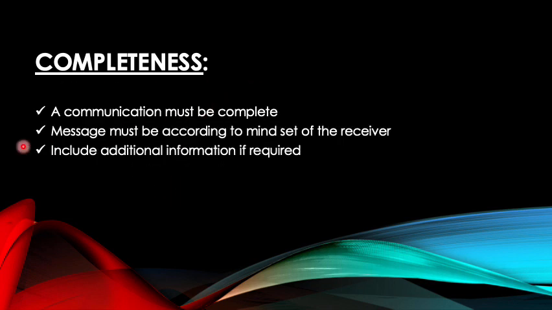Number five is completeness. A communication must be complete. Communicate your message completely. If you convey your message to your audience and this message is incomplete, it is very difficult for your audience to understand your message. Message must be according to the mindset of the receiver. Convey your message according to the mindset of the receiver. Include additional information if required. If your audience requires more information about an issue, provide more information if required.